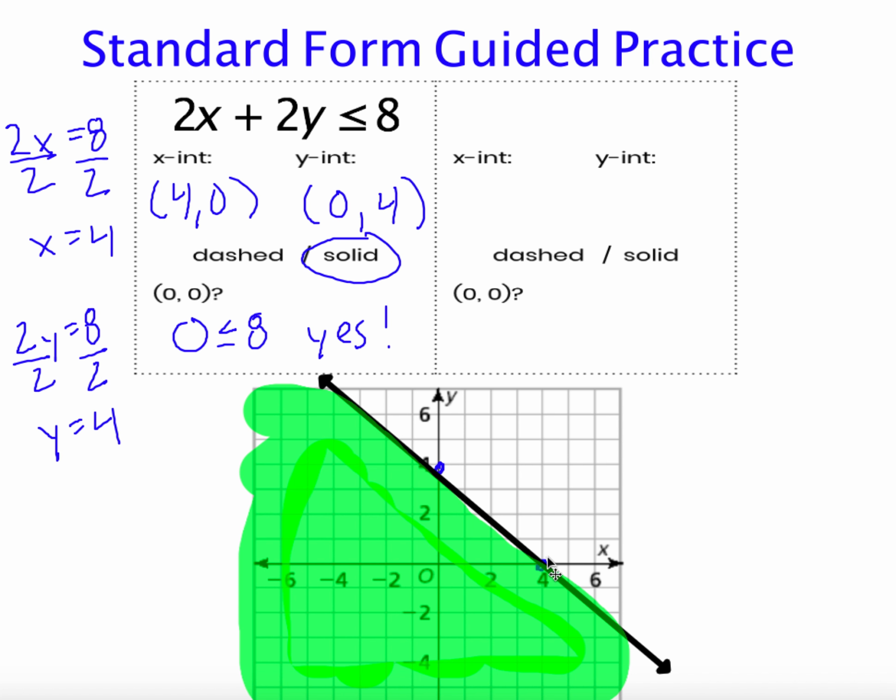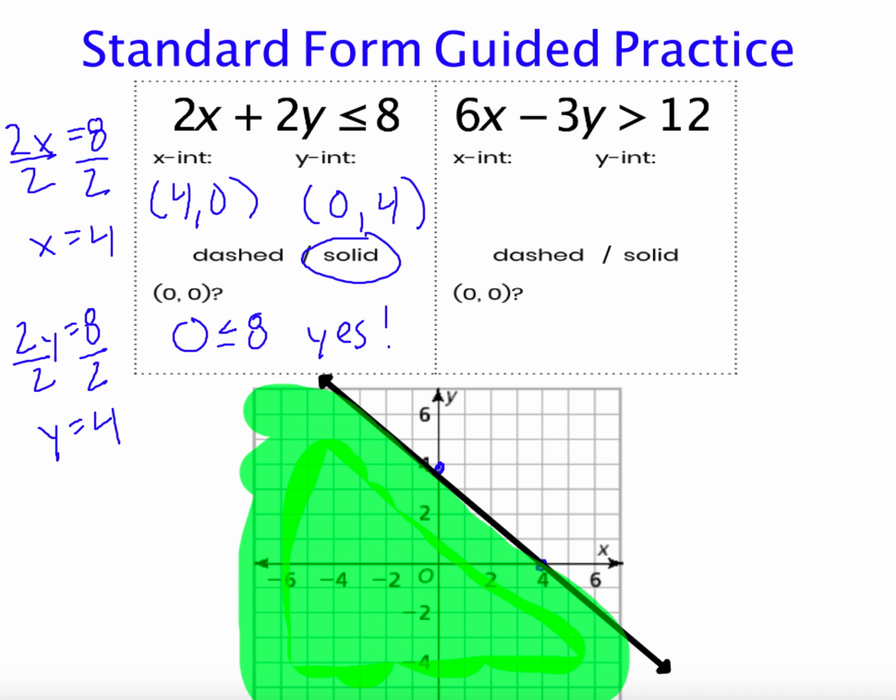We have an x-intercept of 4, 0, a y-intercept of 0, 4. We have a solid line since there's an equality, and 0 is less than or equal to 8, meaning I shade below the line right here, the region containing the origin. If you agree, let's continue. If yours does not match, go ahead and pause it and fix it before moving on to our second guided practice example, 6x minus 3y is greater than 12. Go ahead and push pause, graph that inequality, and then come back.